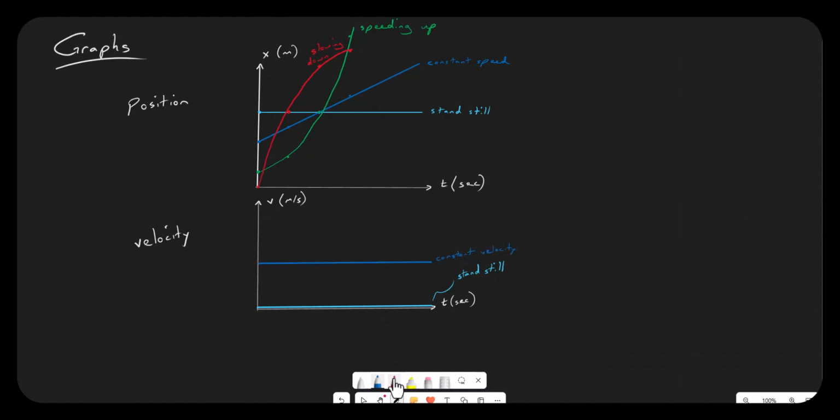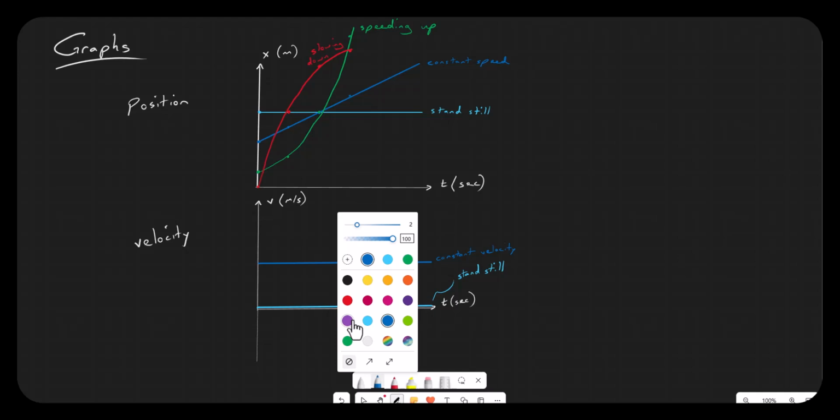Now I don't have to be moving to the right. I could be moving to the left. If I were moving to the left, so if this graph were instead like this, I would have a constant velocity that looked like that.